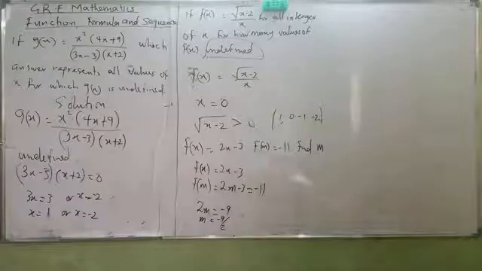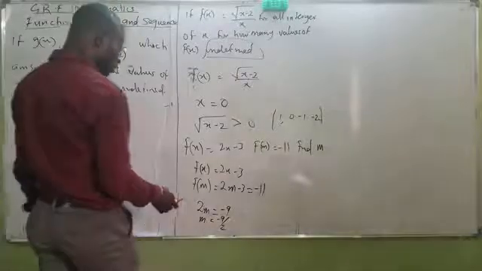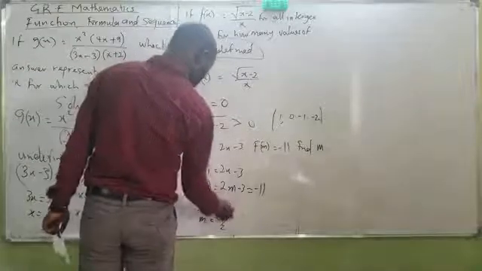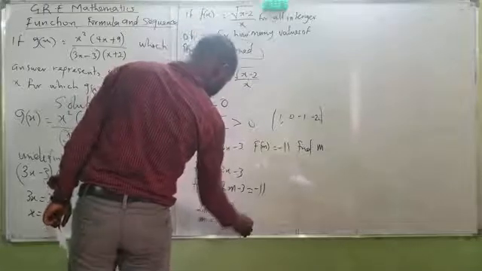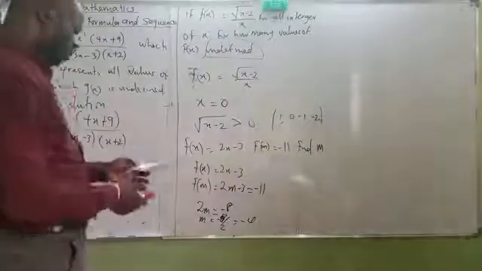Is it 9? Oh, this is 3, sorry. If it is 3, here will be 8, and here will be what? Which is equal to -4. Now, that is all about that.